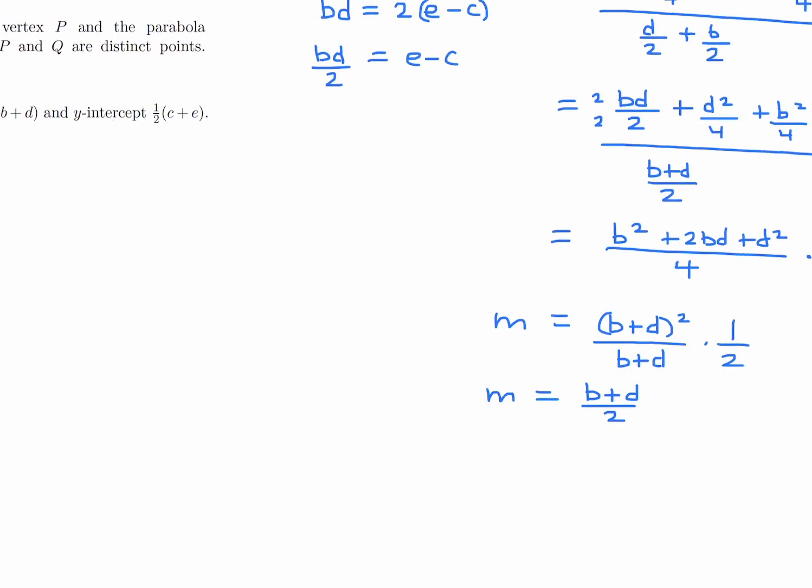So let's do that. So remember or recall that the equation of the line was y is equal to mx plus b, large B. I just didn't want to confuse with the small b. And we just calculated that the slope is equal to b plus d over 2. So we substitute that in.